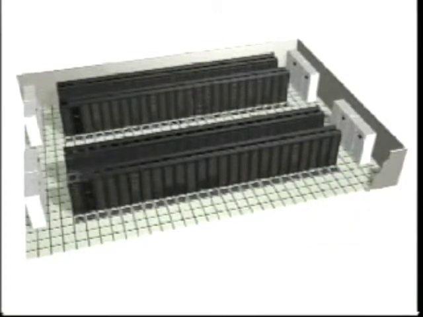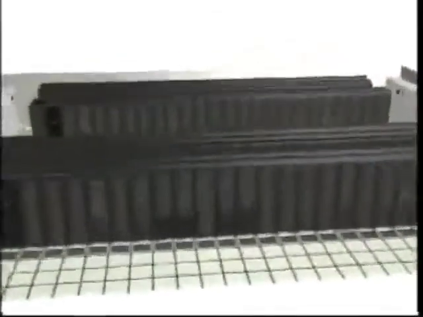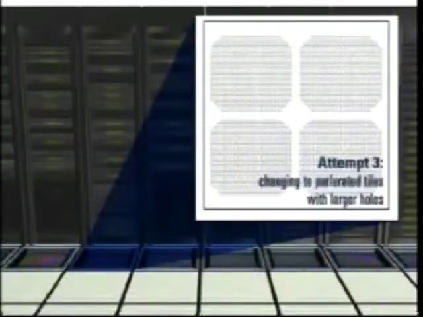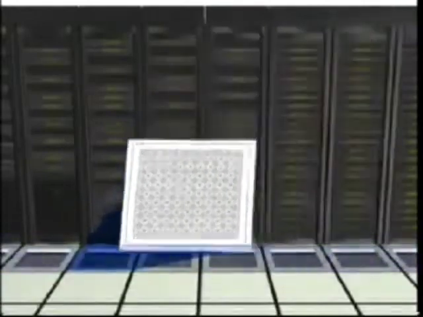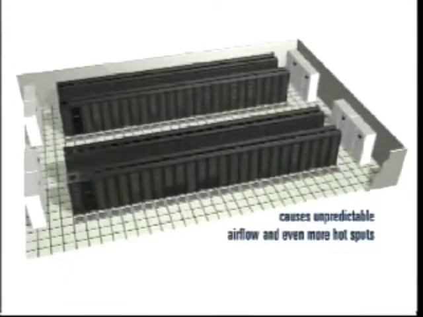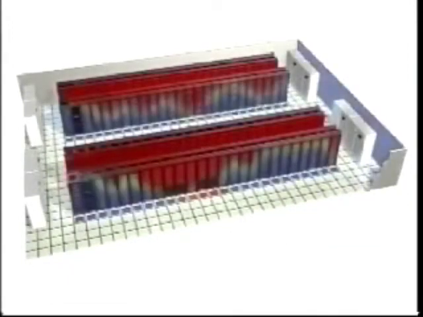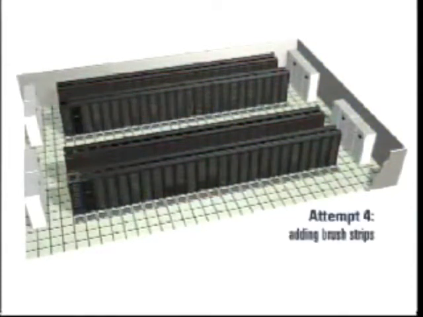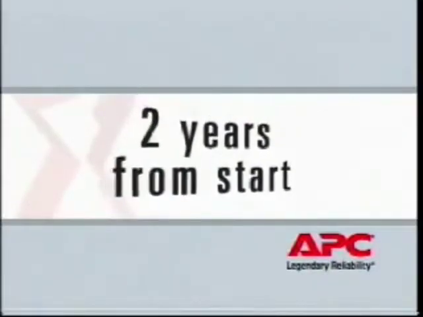The data center manager tries to deal with the problem by replacing the tiles. To make perforated holes larger, he changes out some of the standard floor tiles with 56% free perforated tiles. This causes a drop in air pressure and non-uniform airflow that, in turn, creates unpredictable airflow patterns. Even more hotspots form due to the reduction of airflow in some areas. The data center manager tries plugging up cable access holes with brush strips. Unfortunately, this only has a slight impact on the problem. It is now 2 years after the initial data center installation.